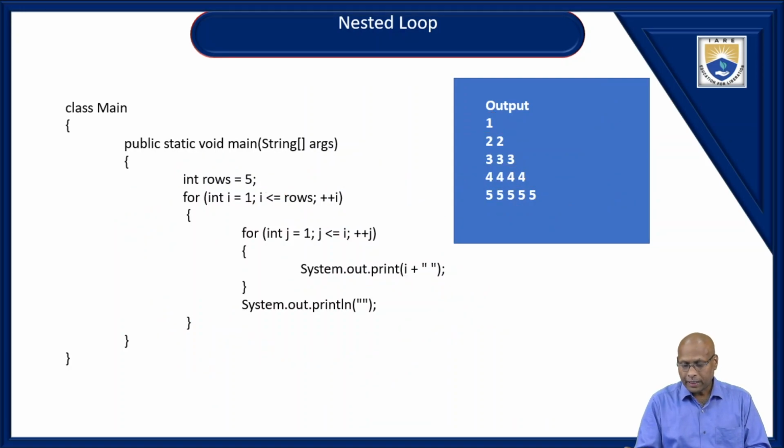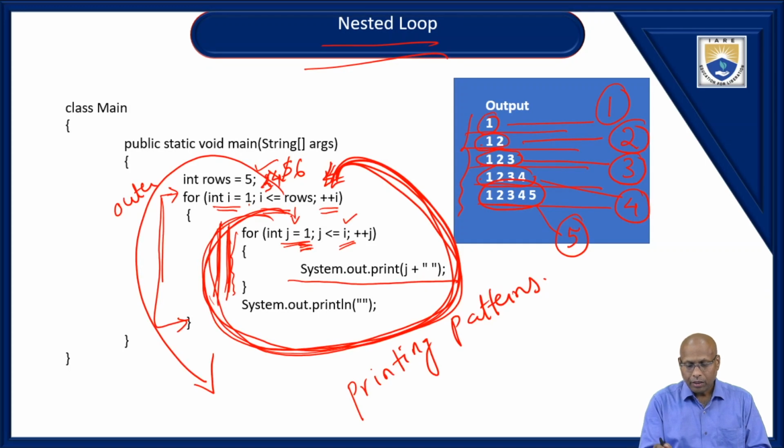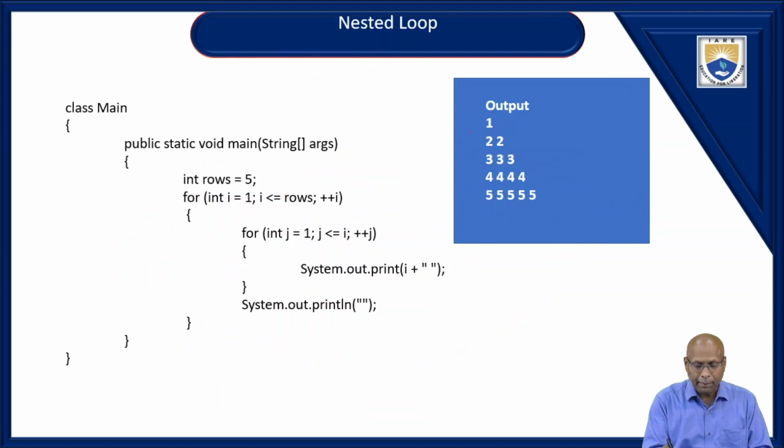See, in the previous example, 1, 1 2, 1 2 3, 1 2 3 4, 1 2 3 4 5, in every row the digits are different. In the next example, in every iteration the same number is repeating. In the first iteration, only 1 is repeating. In the second iteration, only 2. In the third, only 3. In the fourth, only 4. In the fifth, only 5.